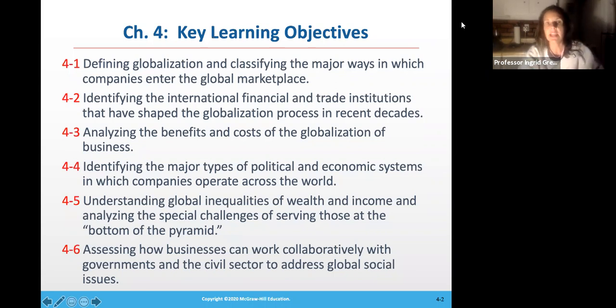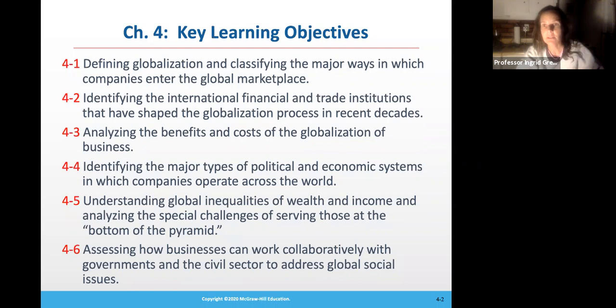Then we'll look into analyzing the benefits and costs of the globalization business. They're not just all benefits, right? There are also a lot of costs that come with globalization. We'll be identifying the major types of political and economic systems in which companies operate across the world, and then understanding global inequities of wealth and income and analyzing the special challenges of serving those at the bottom of the pyramid. This goes back to that 1% that we've been hearing about for the past decade, and how the majority of the world's wealth sits with just a small amount of people.